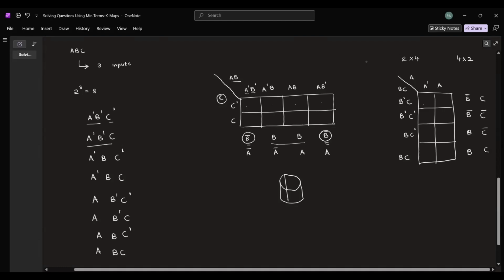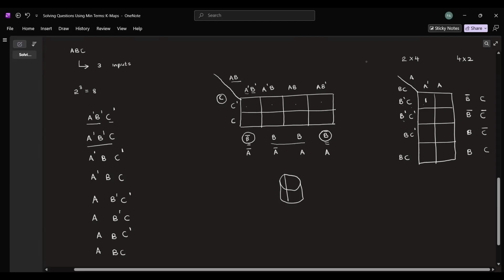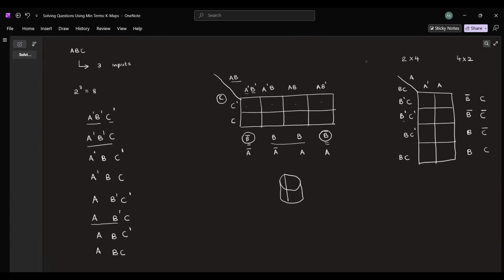And let's go here also. A bar, B bar, C bar. So we have A bar, B bar, C bar here. So the one will be put here. And for A bar, B bar, C, we have A bar, B bar here, but C we need. So A bar, B bar, C, we have to put the one here. Well, let's say we have to put A, B bar, C in both of these. Well, we have A here, B bar here, so C here, and this is the one. Here we have A here and B bar C here, so the one will come here. This is how you have to mark for 3 inputs.